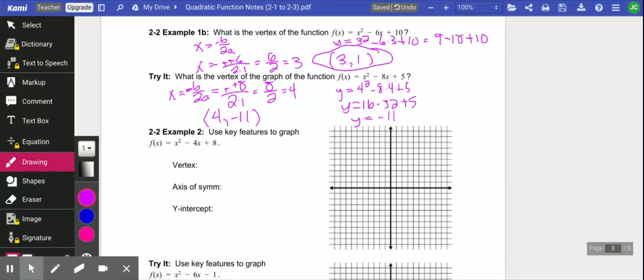Okay. So that's how we find the vertex. In the next video, I'll show you how to use this information to actually create a graph.